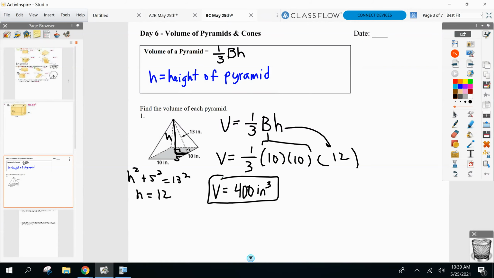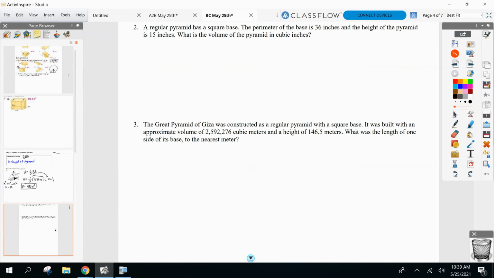All right, honors level. Because you guys know I'm not impressed by just finding the volume of a figure. Here's where I get impressed now. We got a regular pyramid that's got a square base. The perimeter of that base, 36 inches. I give you the height. What's the volume?